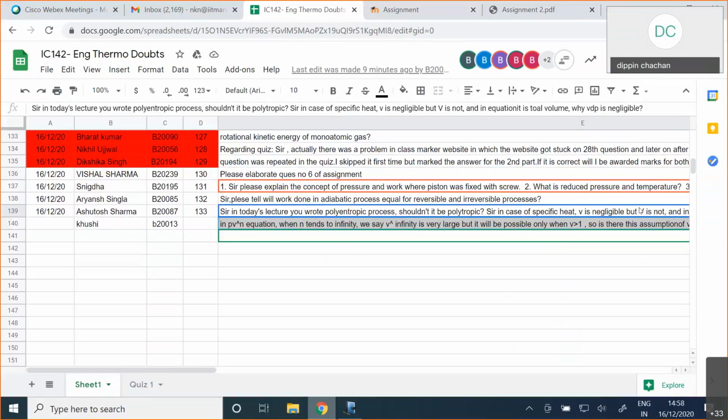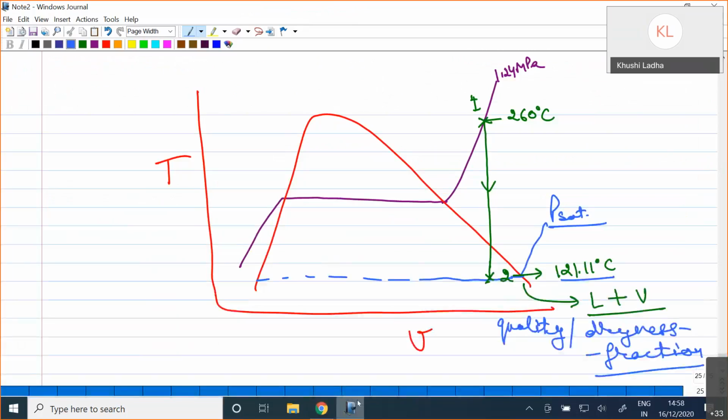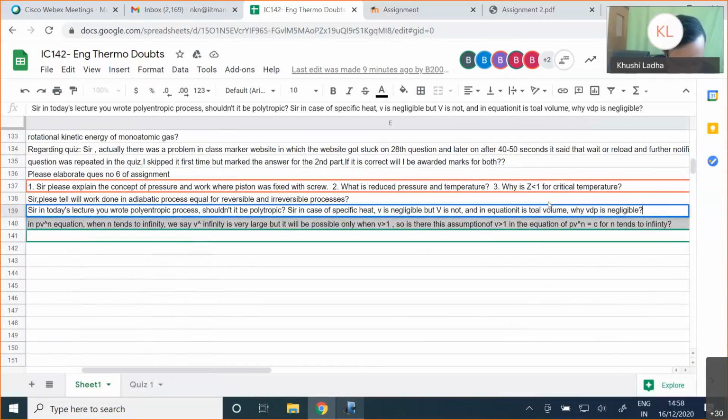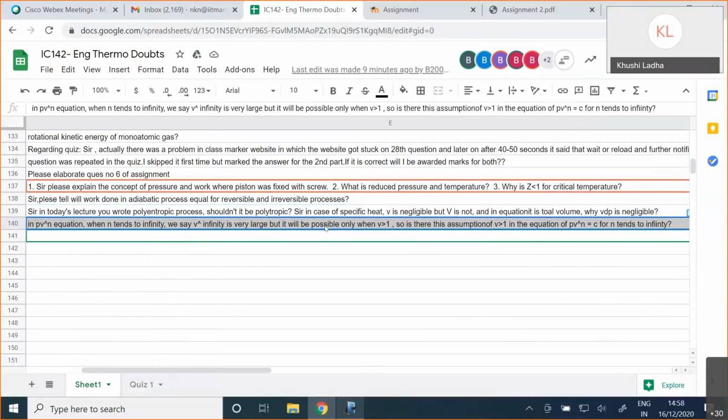Sir, can you please explain the last question again? Not the assignment question. In the Excel sheet, the PV power n question. Oh, so it is in case of specific heat, that V is negligible, but V is not. The question below that, in PV power n equation and infinity. Okay, that question.